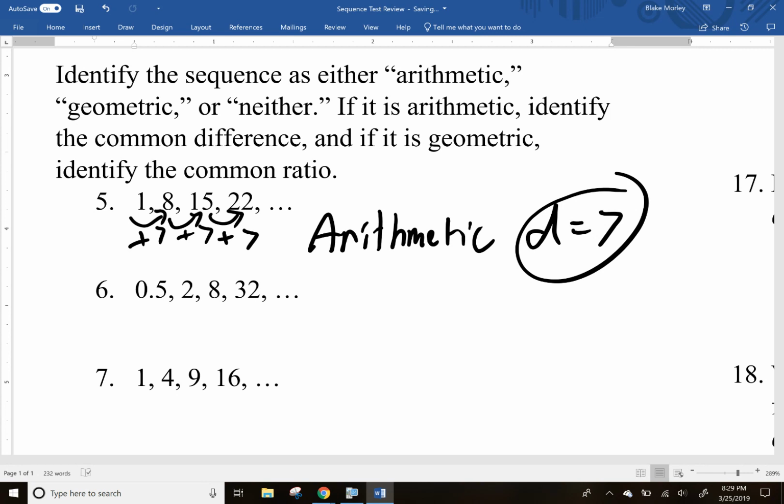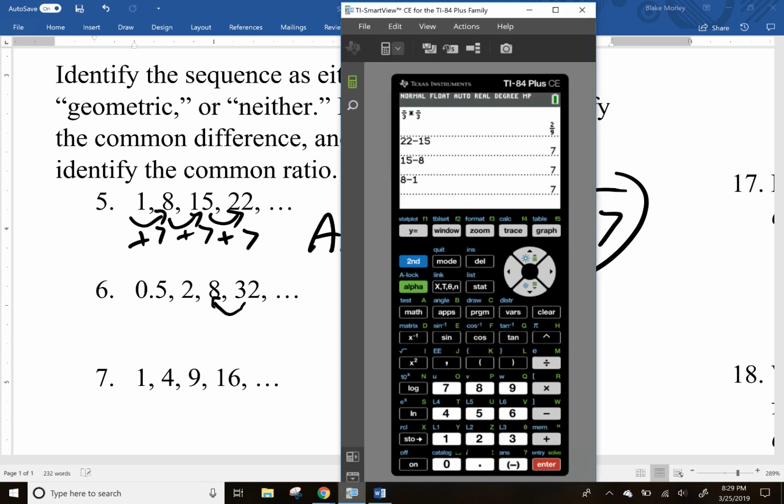Look at number 6. Number 6 is 0.5 to 2, 2 to 8, 8 to 32. If I think it's arithmetic, then I'll do what I did before and subtract the previous numbers. If they're all the same thing, then it's arithmetic. But if it's not, then I'll try division to test the geometric theory out. So let's try. 32 minus 8 is 24. Okay, what about 8 minus 2? 8 minus 2 is 6. So those numbers are not the same. So it's definitely not arithmetic.